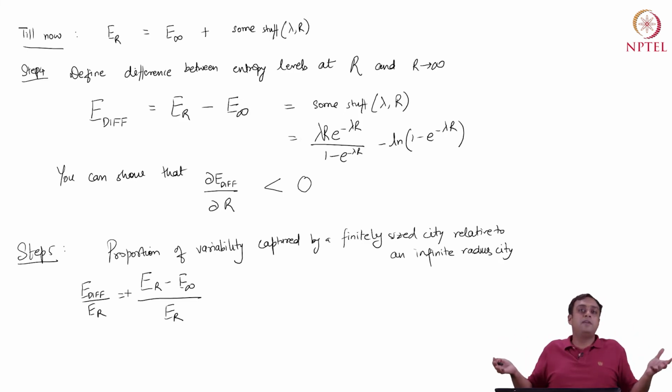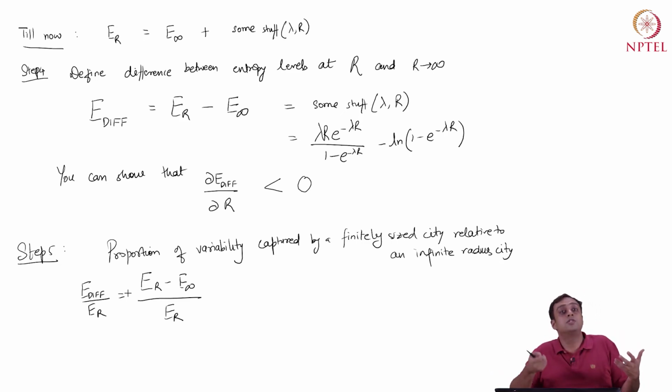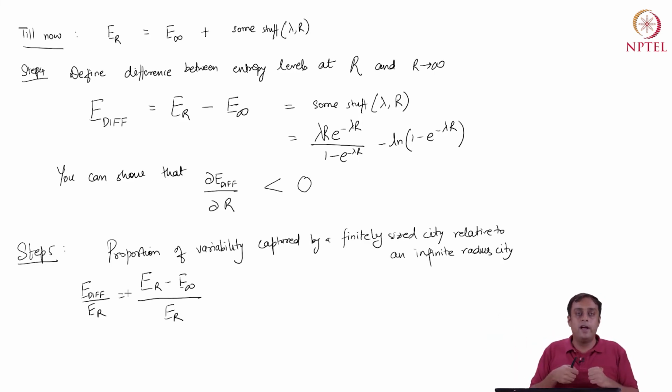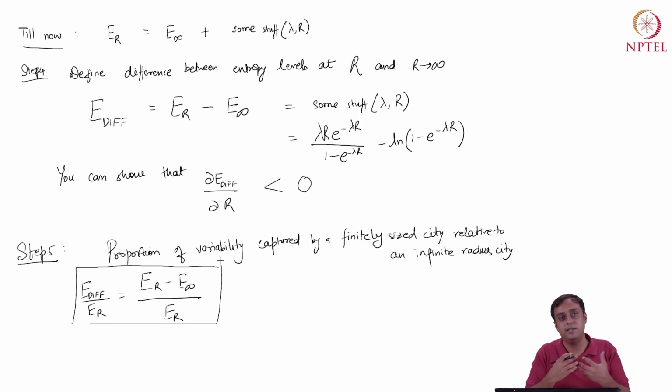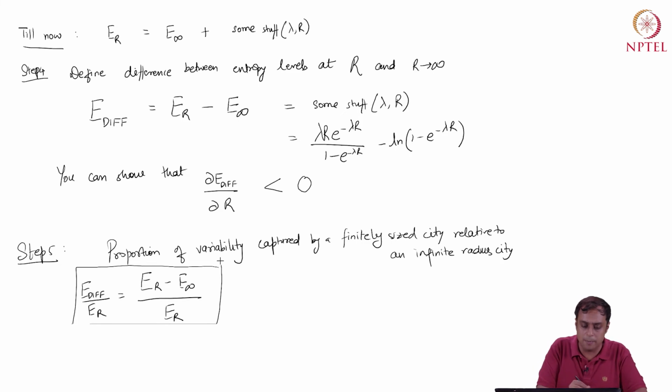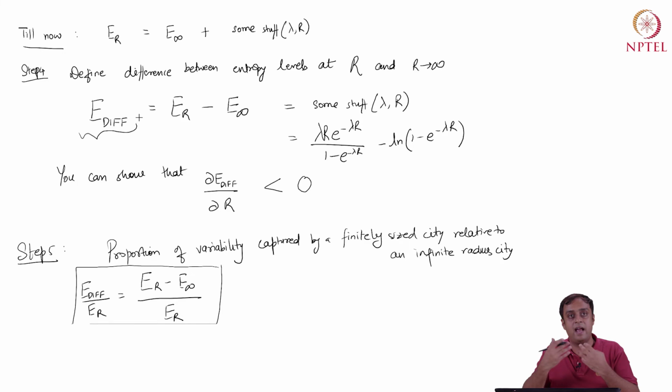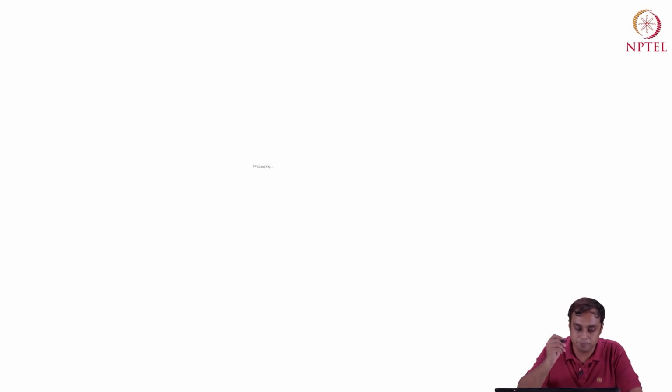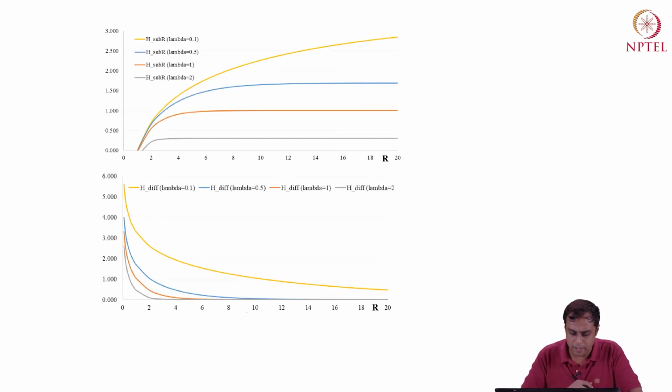Where should we stop National Capital Territory of Delhi? Where should we stop a coastal city like Mumbai, which can only expand in one direction, right? So this idea of spatial entropy and this metric, E diff by ER, specifically provides a policy instrument to do that. Before I move forward in that direction, I'm going to look at E diff, this difference, and ER a little bit more closely. So let's go and do that.